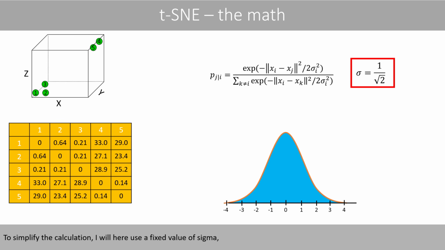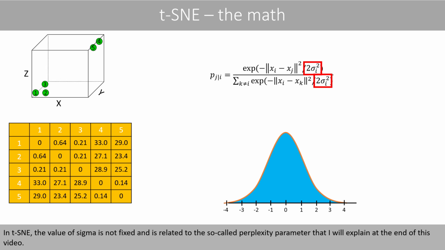To simplify the calculation, I will here use a fixed value of sigma, so that these 2 terms are equal to 1. In t-SNE, the value of sigma is not fixed and is related to the so-called perplexity parameter that I will explain at the end of this video.